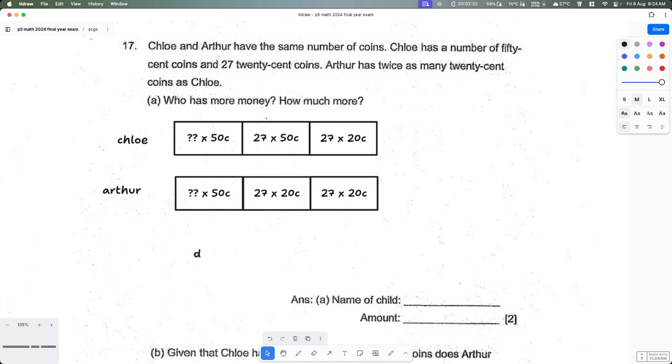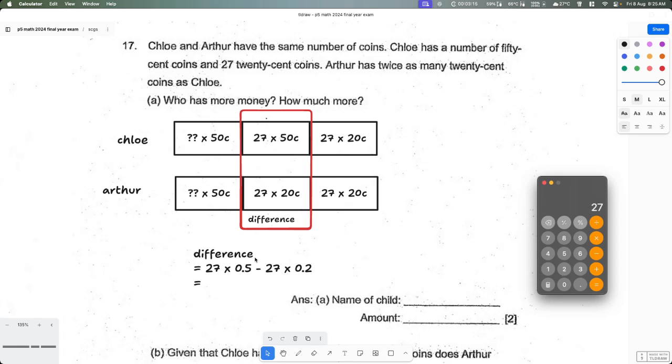So I'm going to draw the difference in red. So this over here is the difference. Can make it a little bit smaller. So the difference is equal to 27 times 50 cents, so 0.5, minus 27 times 0.2.